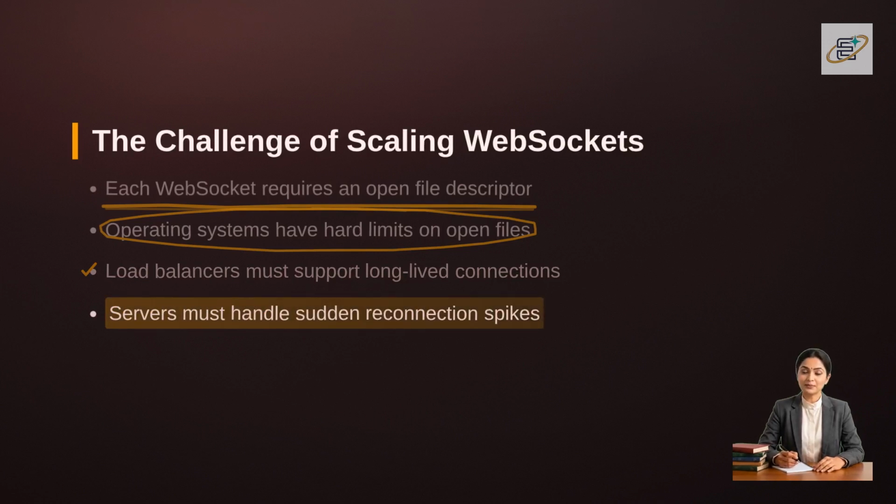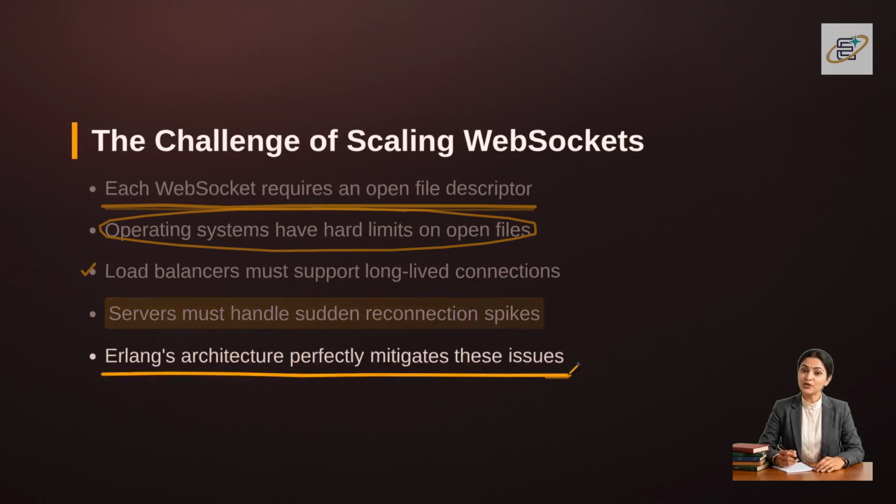Furthermore, your load balancers have to be specifically configured to support long-lived connections, rather than the short-lived requests typical of standard web traffic. Another major issue is the thundering herd problem. If a server briefly goes down, millions of clients will attempt to reconnect at the exact same second, creating a massive traffic spike that can crash backup servers. Fortunately, Erlang's lightweight process architecture and fault-tolerant design perfectly mitigate these issues, allowing WhatsApp to maintain stable connections even during massive network fluctuations.